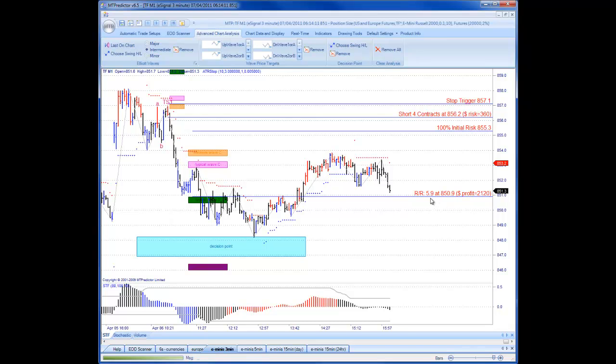So a brilliant trading day yesterday, and a brilliant example of MTPredictor in action, and particularly of how these levels were placed on the chart in advance and how this trade was unfolding in real time in the webinar when I was talking about these levels that the trade was going to. So great example of MTPredictor, and a great day yesterday on the US minis, particularly on the 3-minute Russell Index.